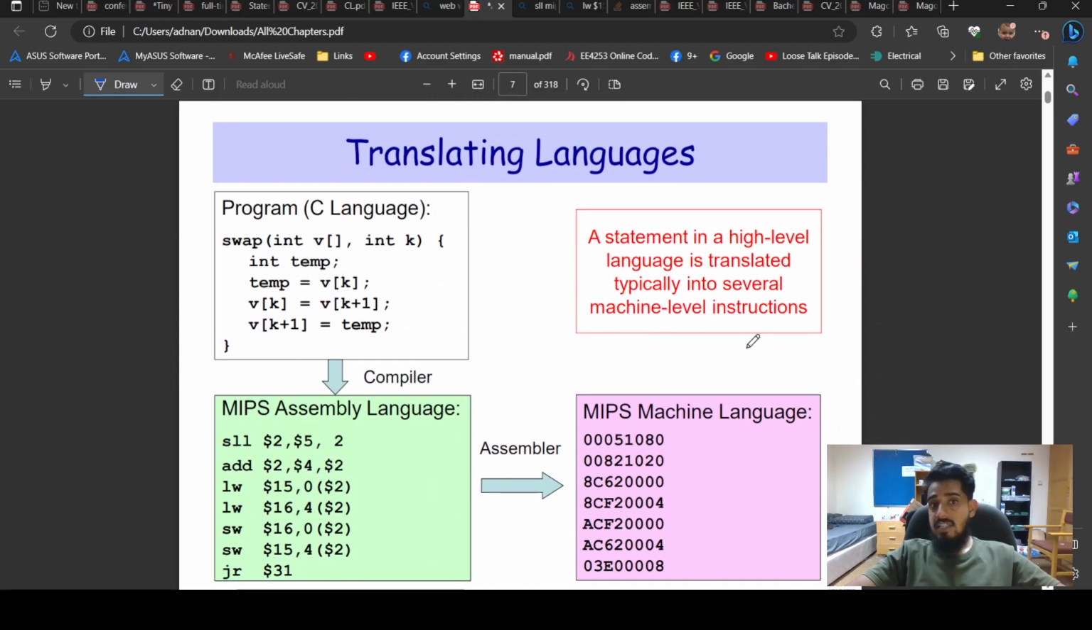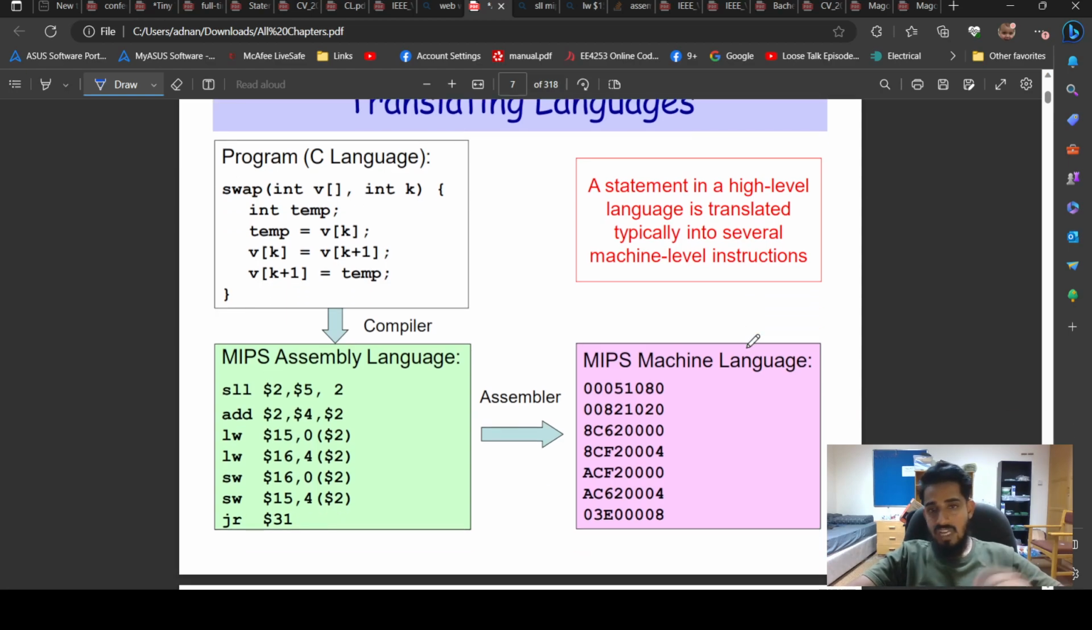This slide is about translating language. We will cover this in lecture 3, because at this time you are not familiar with MIPS assembly language. We have the high level language, and the compiler converts it into assembly language. Then from assembly language, the assembler converts it to machine language.